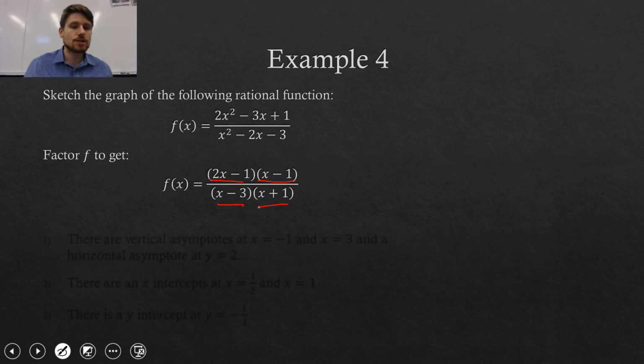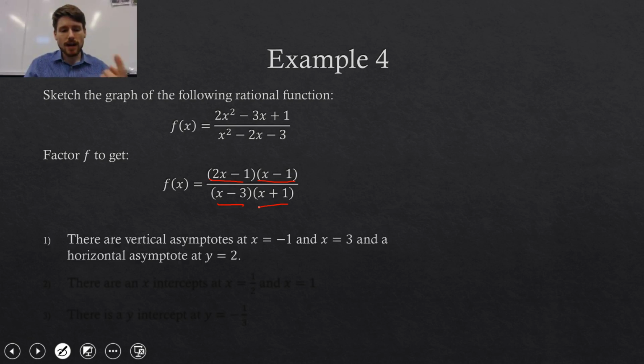So we can see from this there's no common factors, so there's no canceling. We're going to have no holes. We will have two x-intercepts, but we have two vertical asymptotes, one at 3 and one at negative 1. So we have a vertical asymptote when x is negative 1 and one when x is 3. And these come from each of these zeros.